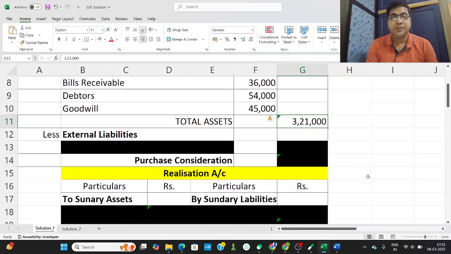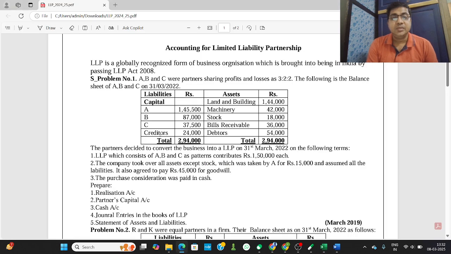From this 3 lakh 21,000, we have to deduct the external liabilities. In our problem, the only external liability is creditors of 24,000. And this says that all liabilities are also taken over. The creditors are also taken over.